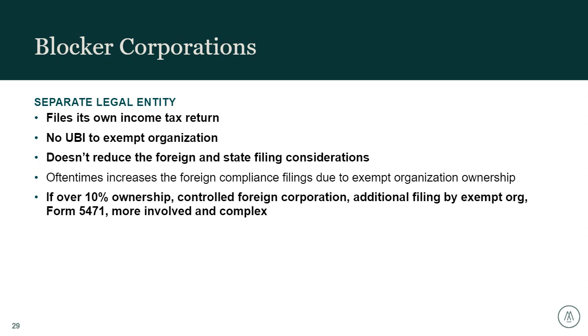So you're thinking, oh, this sounds great. And the investment managers often give that impression that this is great because you're not going to have UBI. Keep in mind, though, it doesn't reduce all of the filing considerations that you need to keep in mind. So, for example, foreign filing considerations. You as the tax exempt, if you own 10% or more of this blocker corporation, you may have a more complex foreign filing, and we'll talk about that on a few slides from now on the foreign filings.